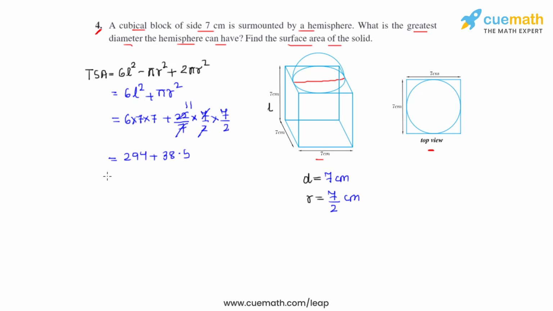And this one added to 294 will give us the answer as 332.5 centimeter square. And this is the total surface area of the solid, which is formed by a cubical block of side 7 centimeter, which is surmounted by a hemisphere having a greatest diameter of 7 centimeter.